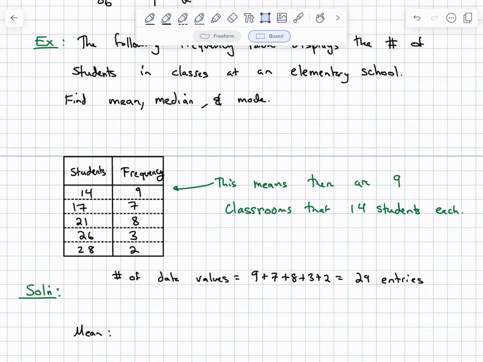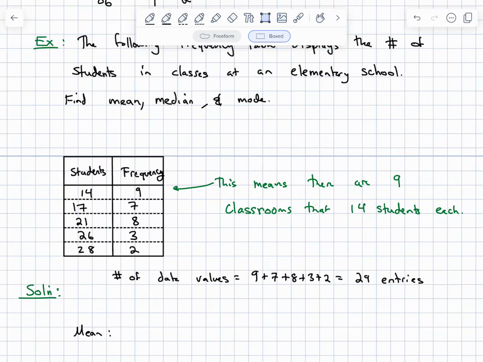It's not wrong to do this, but it is very tedious. You could go 14 plus 14 plus 14 plus 14 plus 14. You could do that. Or we could realize that multiplication is just iterated addition. So 2 times 5 is really 5 plus 5.